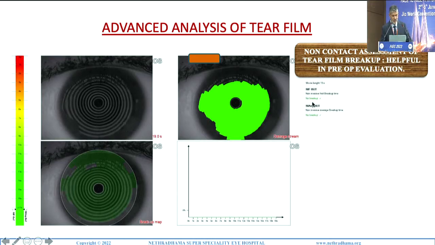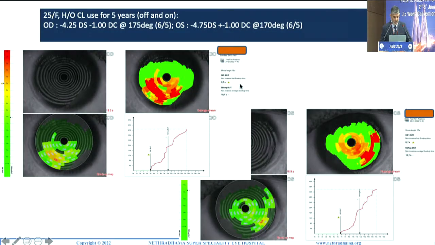So you can see that it gives a tear film map. If it's green, it's kind of normal. It also looks at the first tear film breakup and then the average BUT. And this was an example of a 25-year-old female with history of contact lens use for 5 years. And you can see that she has got minus 4.25 with one cylinder, other eye minus 4.75 with one cylinder. She wanted refractive surgery, but you look at the tear film.